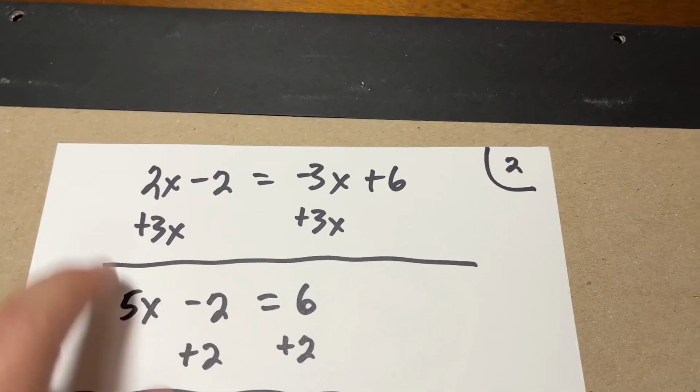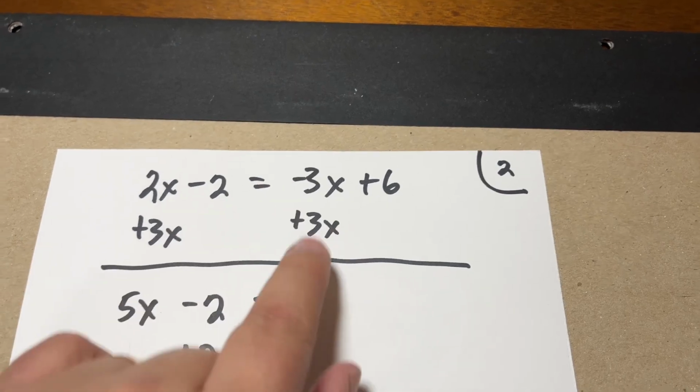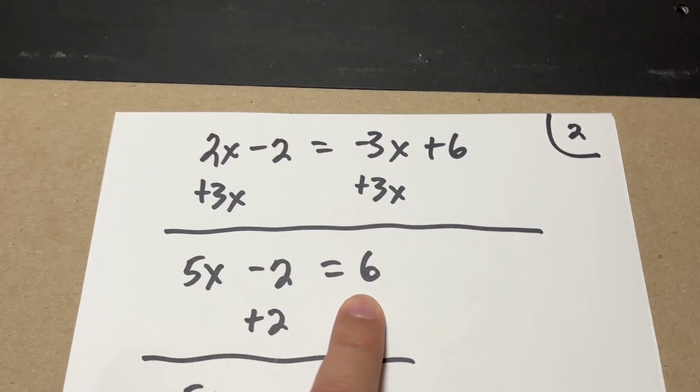When I add that, that's 5x. There's the -2 that was there. I said those canceled out, so all I'm left with is that 6 there.